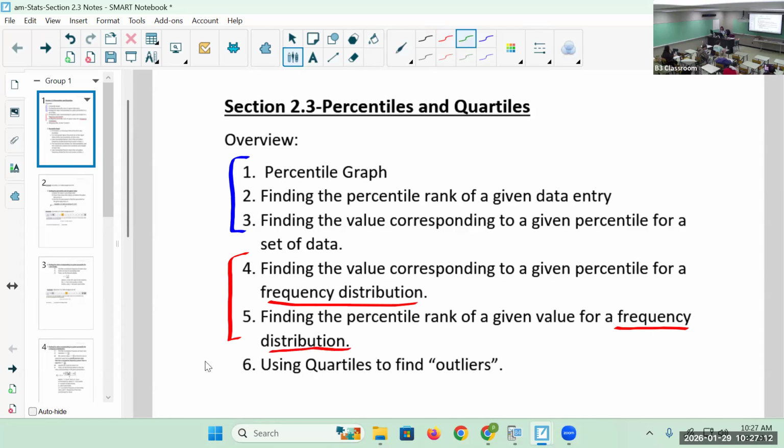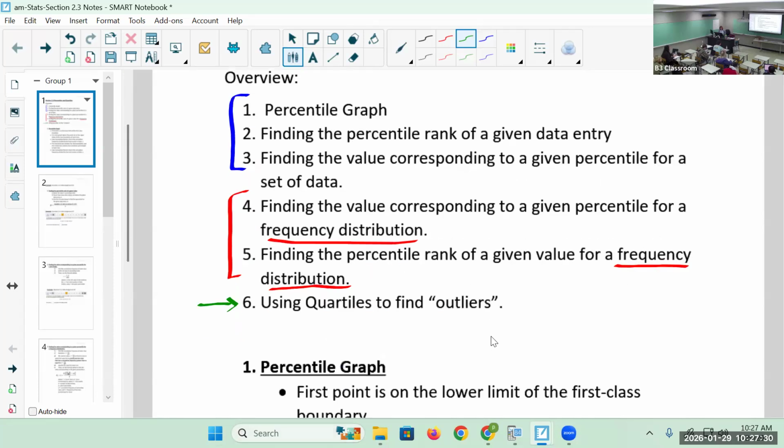And then number 6 is actually very different from the rest, because we use what is called quartiles. So they're all like different concepts, but they're all kind of related and they're grouped together here in section 2.3. So we're going to start with the percentile graph.